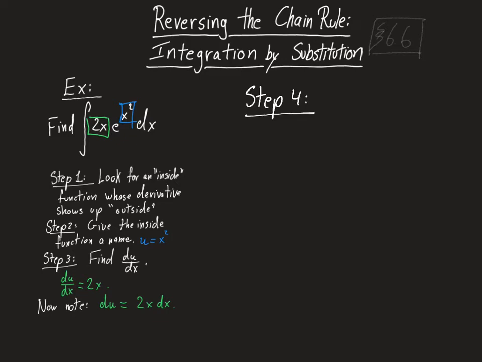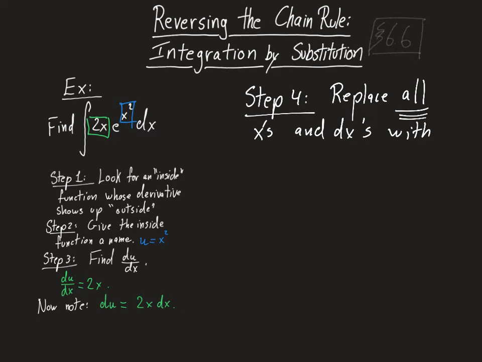Step 4 is very important. You need to replace all, and I do mean every single instance, of x and dx with u and du. If your variable isn't x but is, say, t, then you need to replace all of the t's. The point is, all of your old variables, all of them need to go. So let's do that now.